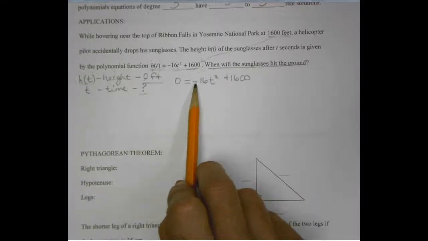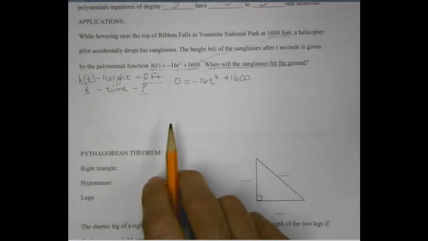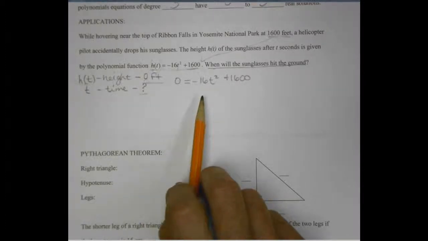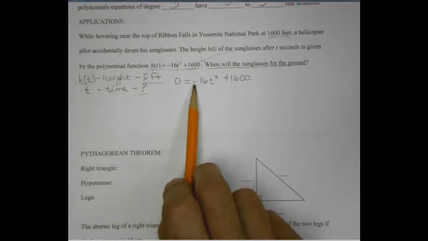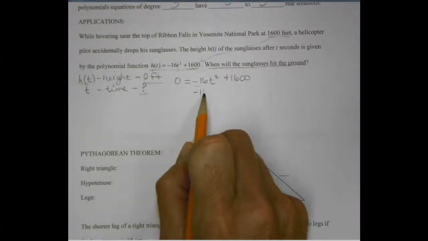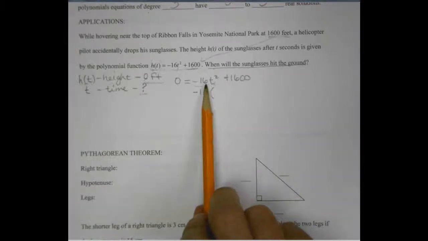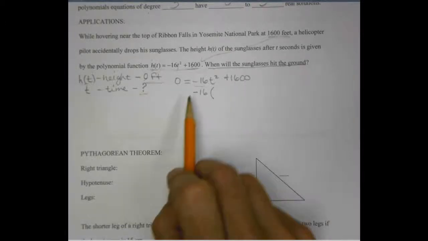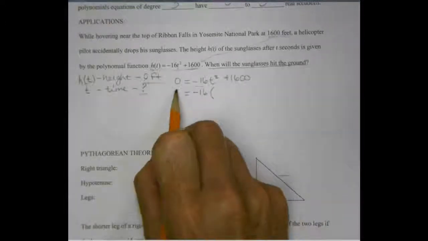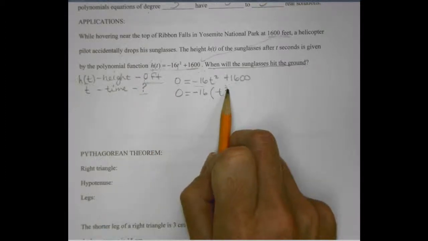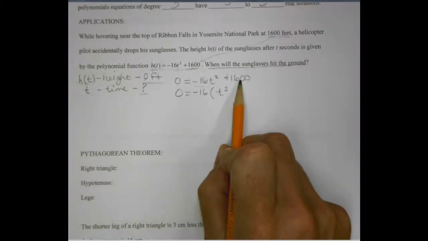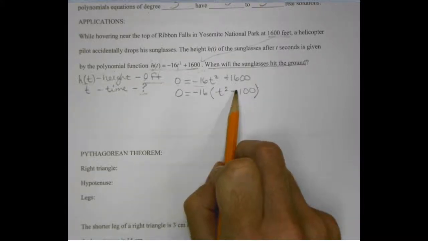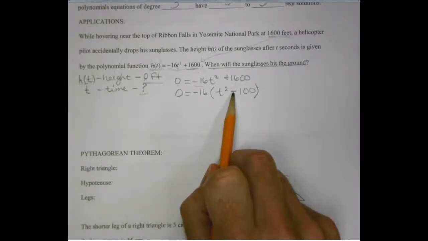So the next thing I want to do is look on the right hand side and see if there's a greatest common factor. Now when I have these falling objects or thrown objects or dropped objects, I always want to look to see if I have a negative 16, if I can use that as my greatest common factor. And in this case I can, because it'll obviously go into this first term and it will also go into the second term. So when I pull out a negative 16, I have left in the parentheses t squared, and the 1,600 divided by 16 is going to be 100.